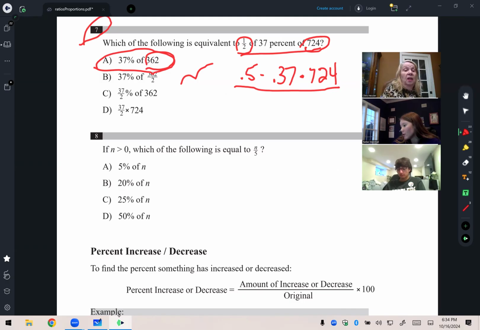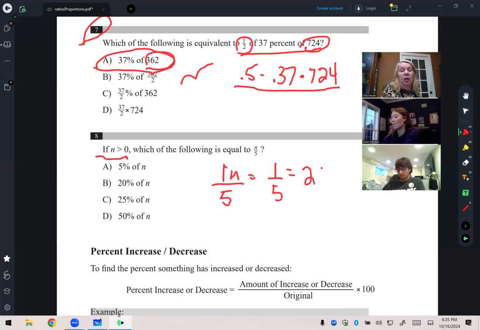Okay. N is bigger than 0. I could pick a number, but really I'm trying to get 1n over 5. Basically here, which is 1/5, which is just 20%. Or I could pick a number.